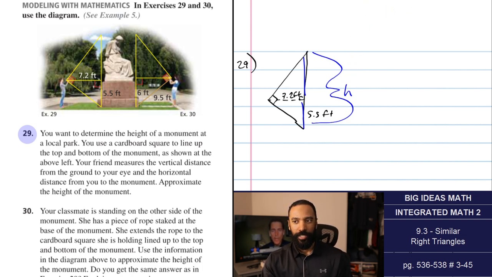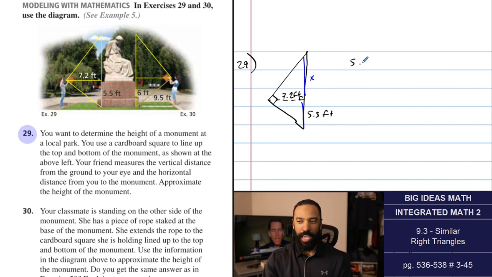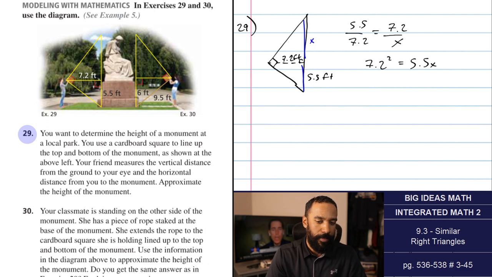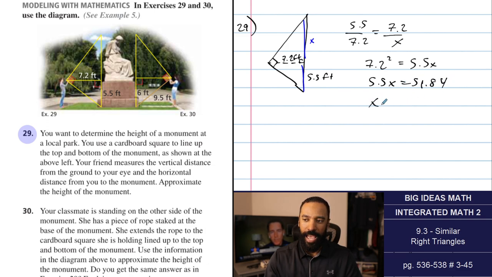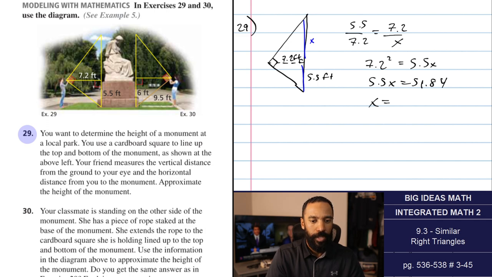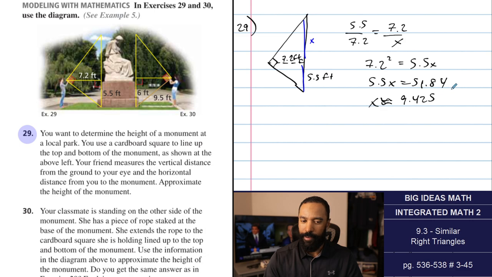Now, I said I need to find h. If I needed to find this, I could say that this is h minus 5.5. What we could do instead is, instead of calling the whole thing h, let's say we can find that later. Let's just call this little guy here x, to work on geometric mean stuff. As if to say 5.5 over 7.2 equals 7.2 over x, or of course 7.2 squared is 5.5 times x. Now this is a word problem, so let's work this out. 7.2 squared is 51.84. So 5.5x equals 51.84, and x is that divided by 5.5, which is 9.425.